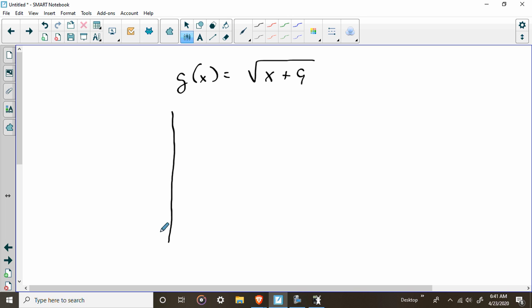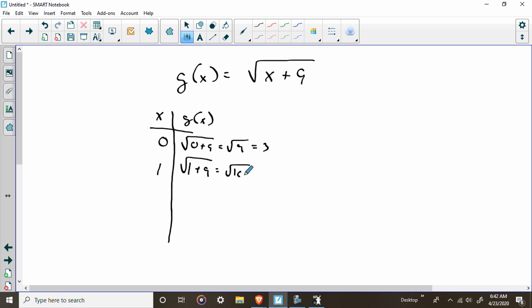Well, let's think about this. Do I want to plug in 0? Sure, right? Because I can say 0 plus 9 is 9, and the square root of 9 is 3. So 0 is okay. Do I want to plug in 1 to this? No, because if I plug in 1, I get 1 plus 9, which is the square root of 10, which is an irrational number. It's something I cannot graph, okay?